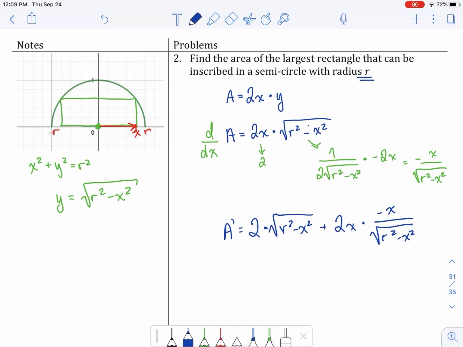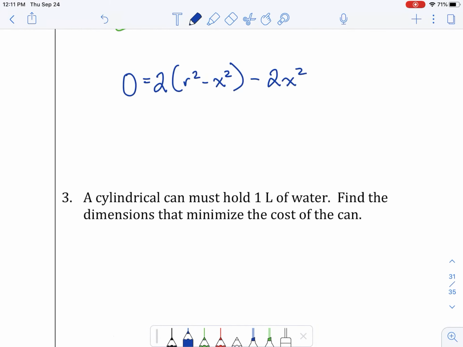And now we are wanting to set everything equal to 0 because it's an optimization problem. And I'm also going to multiply everything by the radical denominator, root r squared minus x squared. And that gives us 0 is equal to 2 times r squared minus x squared minus 2x squared. Okay. So now we have this. We'll do a little bit of simplifying. We end up with 0 is equal to 2r squared minus 2x squared minus 2x squared.